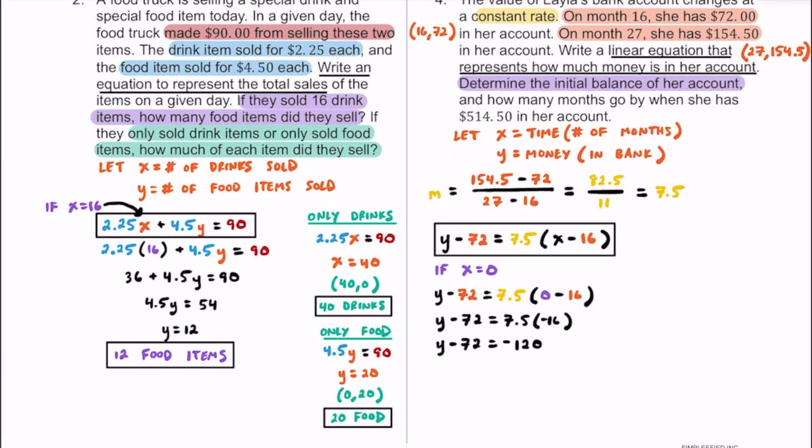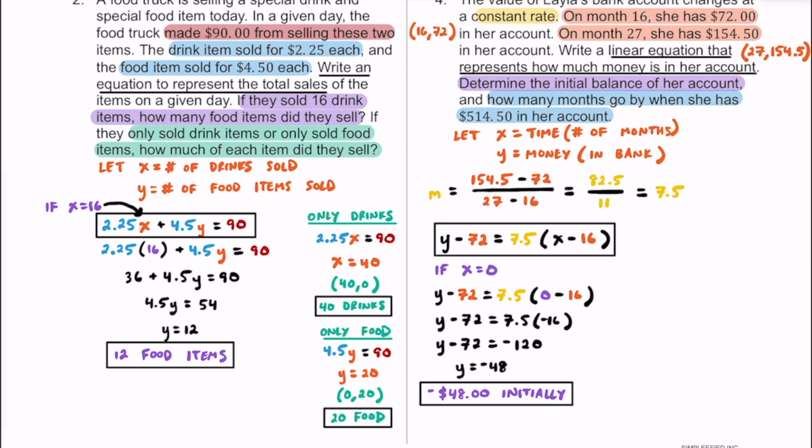Finally, if we add 72 to both sides, we're going to get that y is equal to negative 48. So what does this mean? This just means that when x was 0, or before she started keeping track in the scenario, her bank account must have been at negative $48 before she started accumulating more and more money over time. So she was in debt to start with.